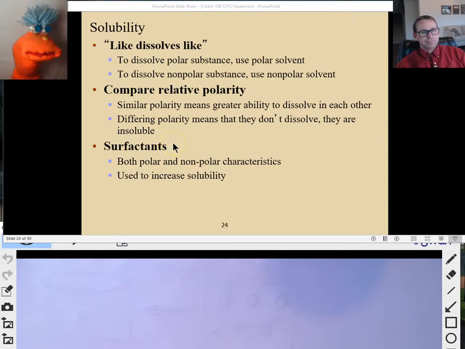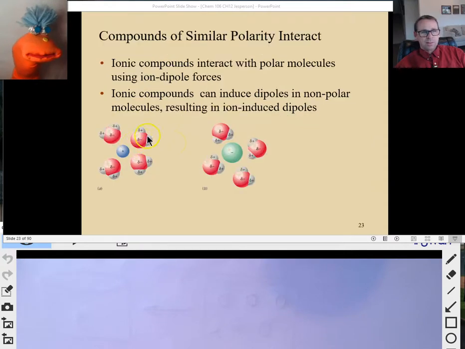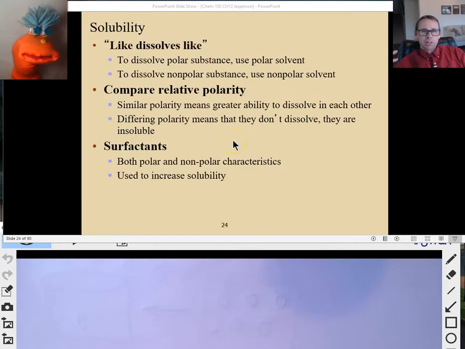So that's an example of ions dissolving in water, ions and molecules coming together. But we also have ways of using these intermolecular interactions to describe what we call solubility. And we'll talk about that next time.